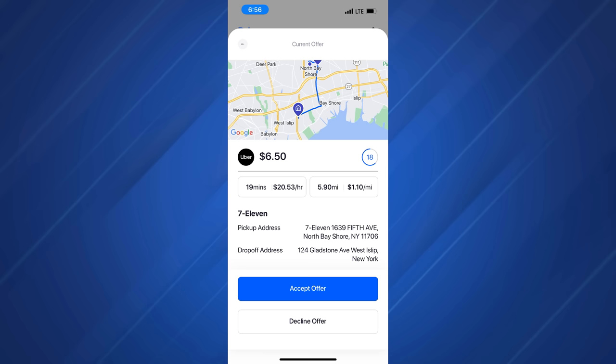All right, so 7-Eleven, let's see where the 7-Eleven is. Drop-off is in West Islip, North Bay Shore, but drop-off is in West Islip, so it'll get us out of here. Hang on, let me accept it. So now I'm actually just going to drop it in the map here. It's on Fifth Avenue, let's make it easy. Starting route to 1639 Fifth Avenue. 7-Eleven.